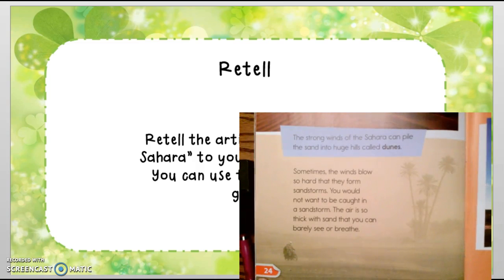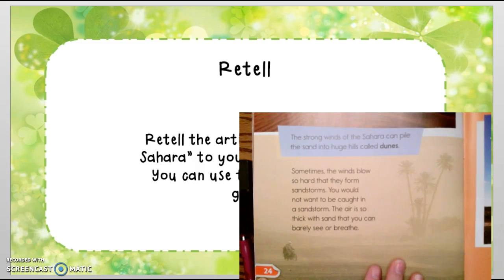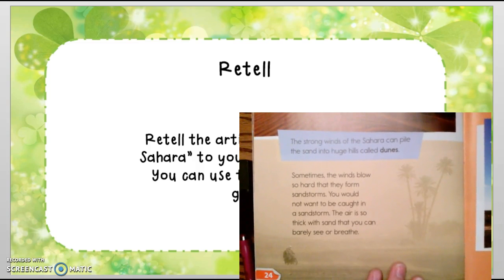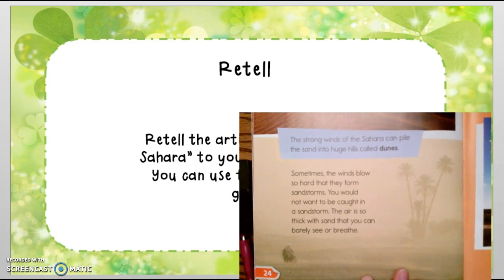If you've ever been riding down the road when it's foggy and it's hard to see and you can't really see through the fog, I would think that a sandstorm would be similar, except instead of fog, you see sand everywhere, and I bet it's hard to see in a sandstorm. So that's what I thought of when I saw this picture.